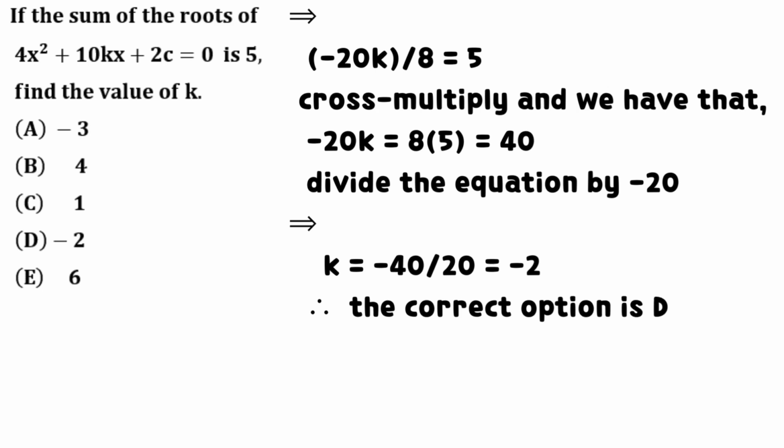Divide the equation by negative 20. It signifies that k equals negative 40 divided by 20, which equals negative 2. Therefore, the correct option is D.